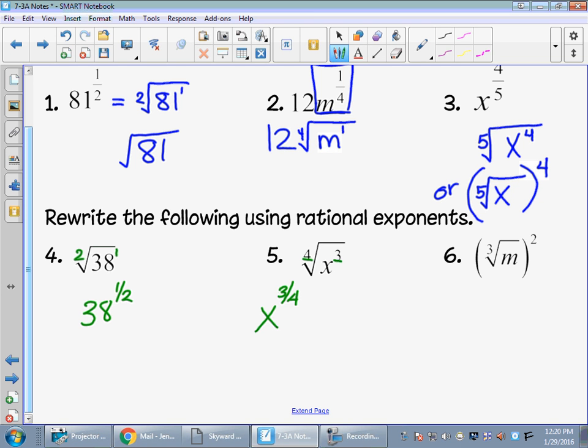And number 6 just shows you that the 2 is on the outside. The 2 on the outside is the same thing as if it was on the inside. And so we get m to the 2/3 power. So part of your homework or the classroom work will just be simply converting back and forth. If they give you the radical, you're going to write it with the exponent. If they give you the rational exponent, you're going to write it as a radical.